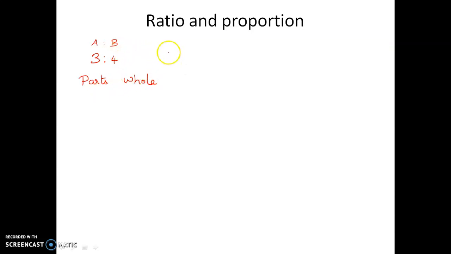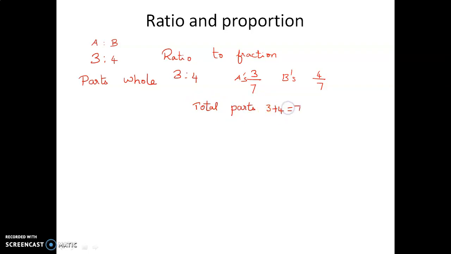How to convert ratio to fraction? How will you write a ratio as a fraction? You have to write this ratio 3:4 as 3/7. That is A's share, and B's share will be 4/7. From where did I get this 7? Total parts: 3 plus 4 is equal to 7. This is how I will convert ratio to fraction for each one's share.